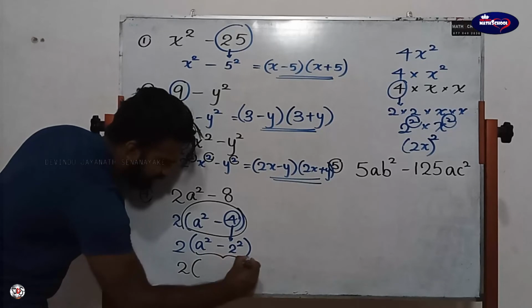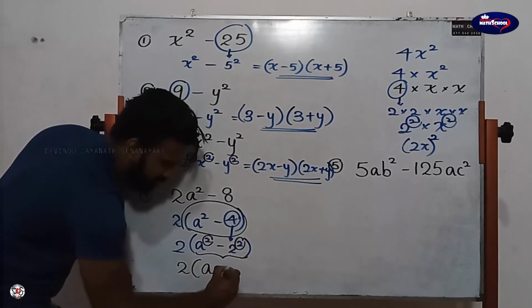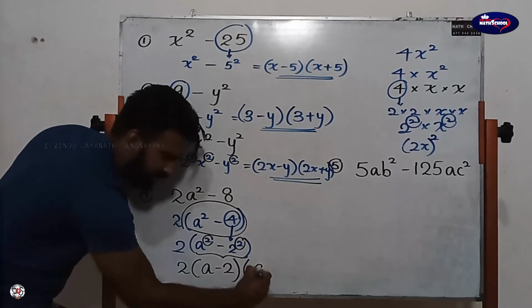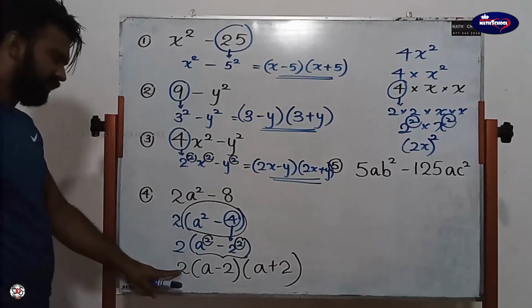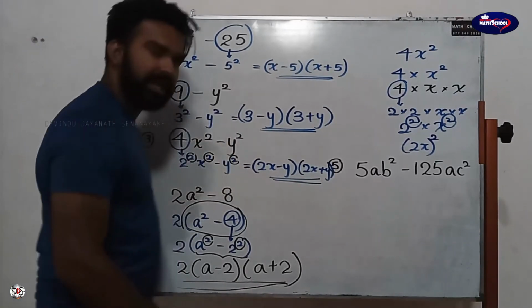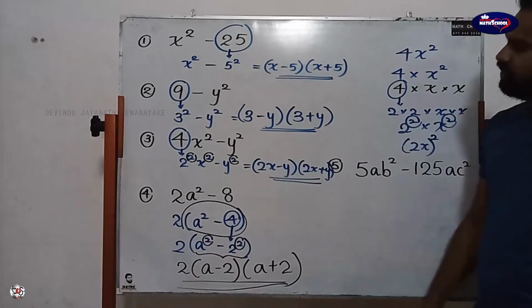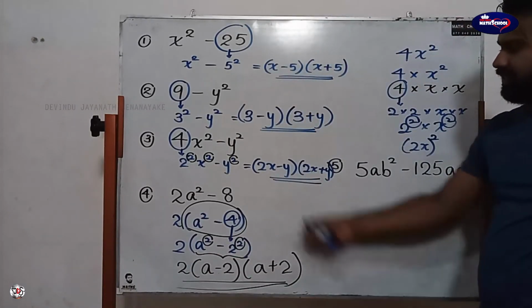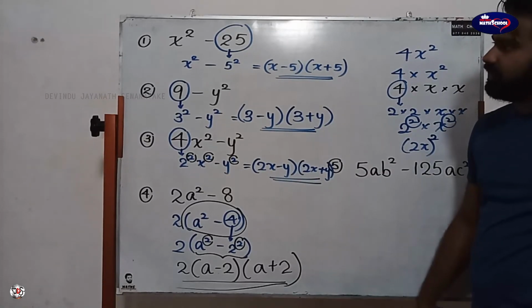You can factorize this and write it down without carrying these 2 squares. You can write one part as a minus 2 and the other part as a plus 2. This 2 will stay there as the common factor of both. So there are 3 factors for this. We can write it as 2 into a minus 2 into a plus 2. This is the way of obtaining the answer for such questions, right?